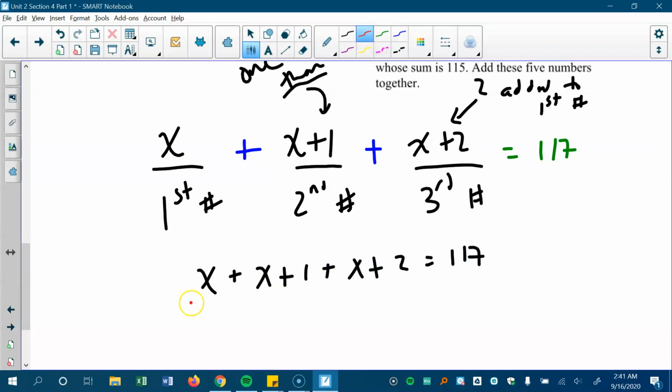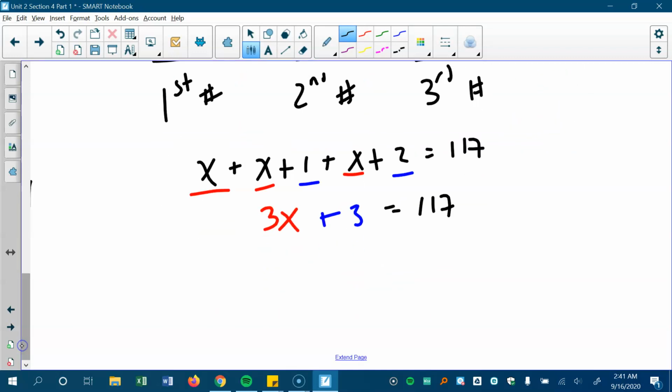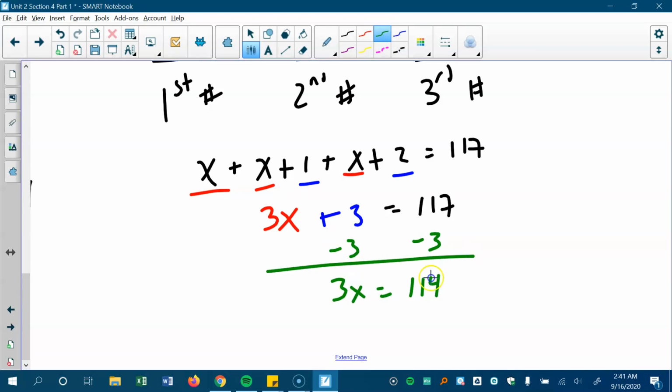I need to combine like terms here. I have 3 x's that I can combine. So that gives me 3x. I have 2 numbers that I can combine. So plus 1 and plus 2 is plus 3. The equals 117 doesn't change. And then I do my order of operations backwards, where I need to get a minus 3 on first before I divide by 3 afterwards. Which means that x is going to equal 28. I think. It may not be 28.